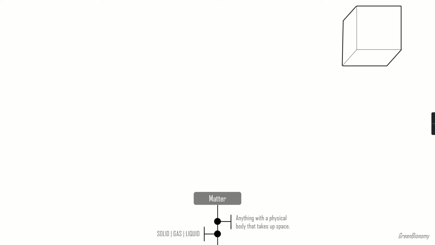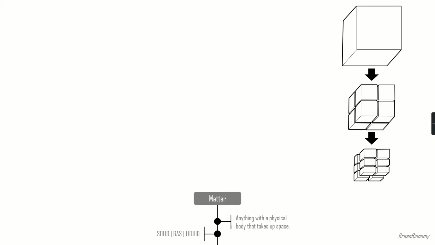Now, if we take this cube, for example, it has a physical body and it takes up space, therefore it is matter. If we break down the cube, and we break it down again, and we keep on doing that, ultimately we will arrive at something that for a long time we thought we could not break down any further. And this is what we call an atom. The atom is considered the basic unit of matter, the basic building block of matter. So we took the cube, we broke it down, and in the end we arrived at an atom, which is basically what makes up the cube.